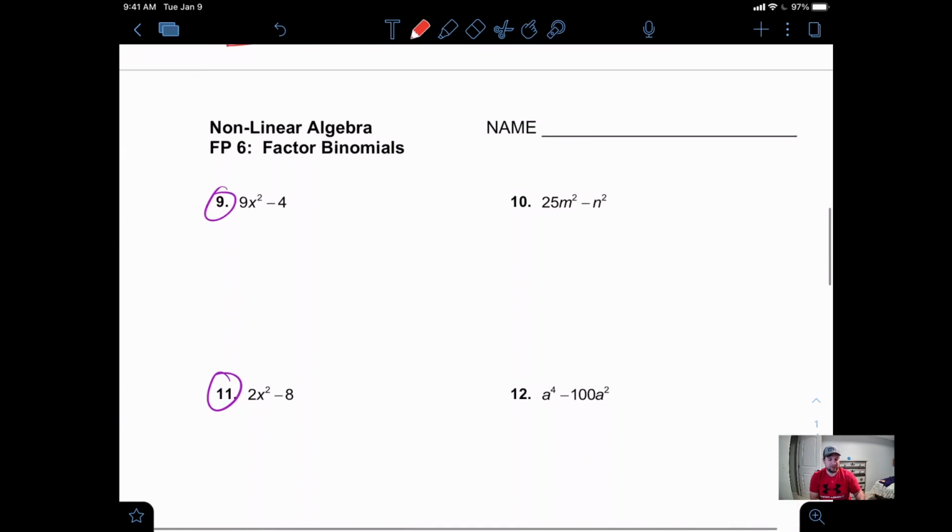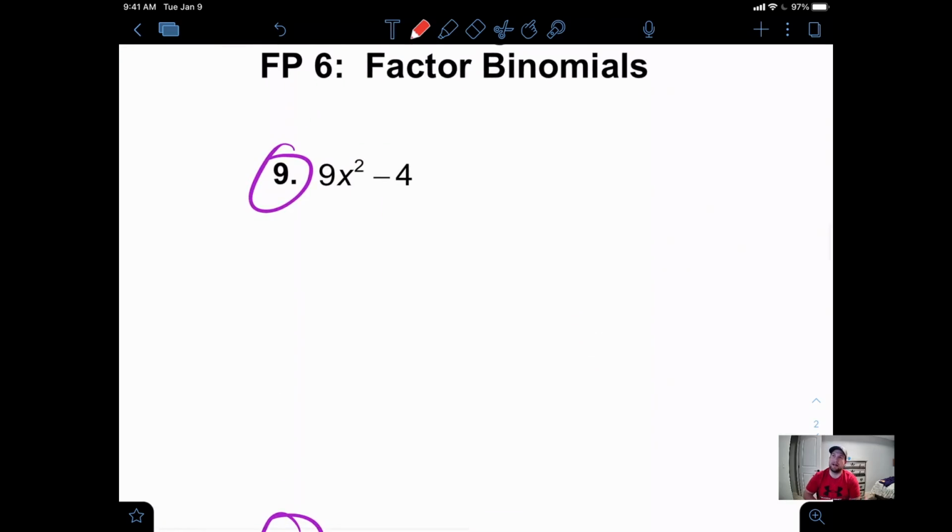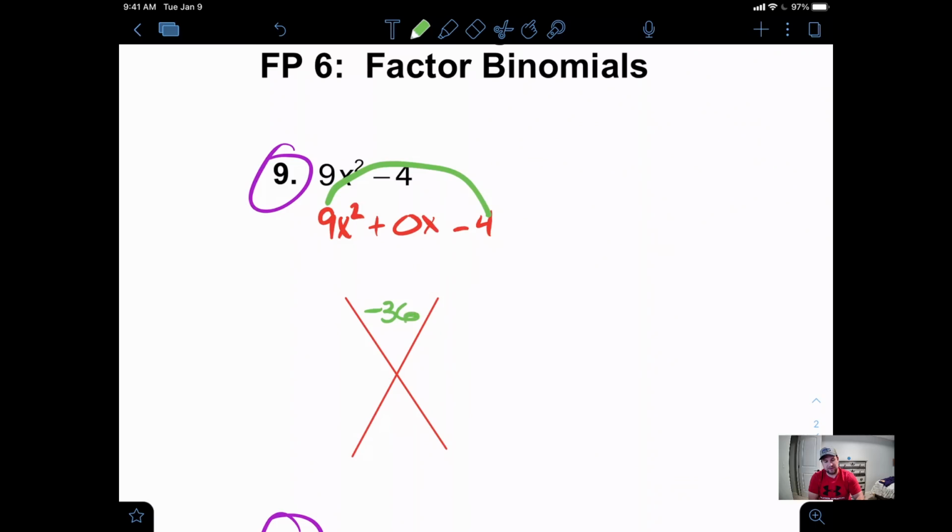So let's go to problem number 9. Again, I look for a greatest common factor, but there's no number that goes into 9 and 4. So what I want to do is I'm going to try to put in my missing term. So plus 0x minus 4. Now let's try to factor it using the x. So again, I take my a and I multiply it by my c. 9 times -4 is -36.